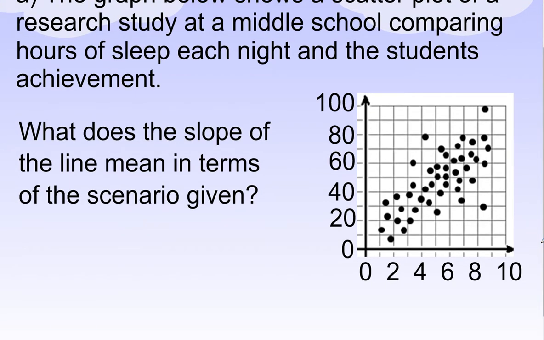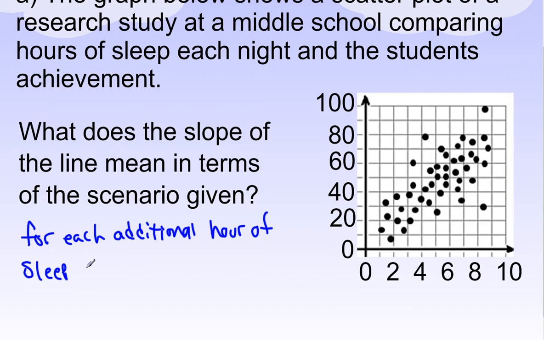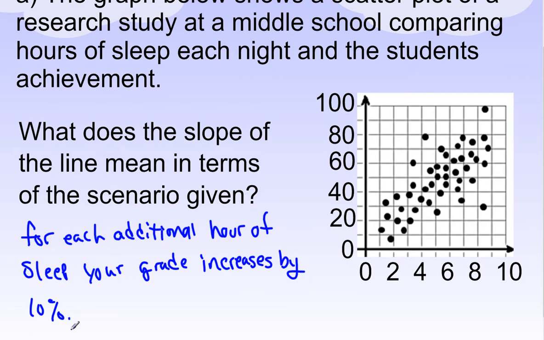So what does the slope mean in terms of a given scenario? For each additional hour of sleep, your score, your grade, we'll call it grade, increases by 10%. Because we had a slope of 10, every unit you go over sideways, your score increases by 10. So every 1 hour of sleep, 10%. That's what it means.